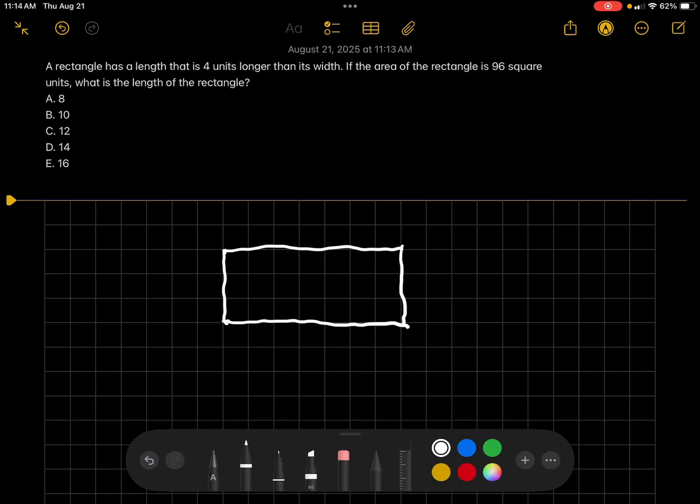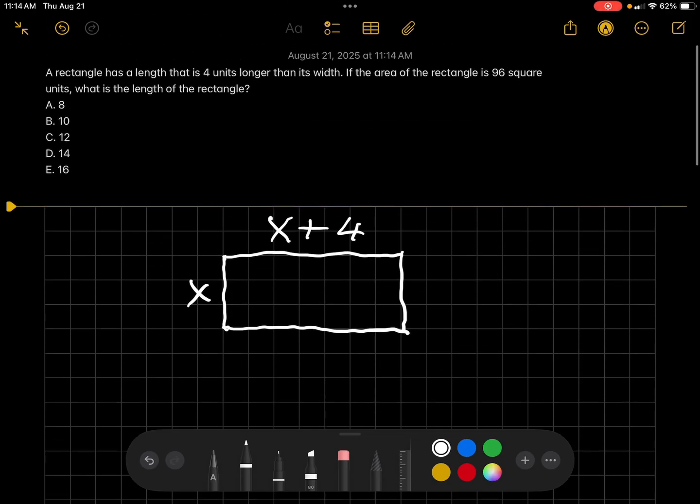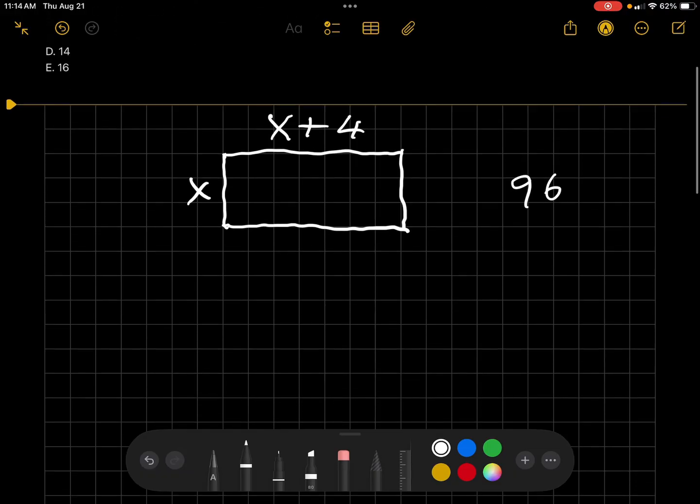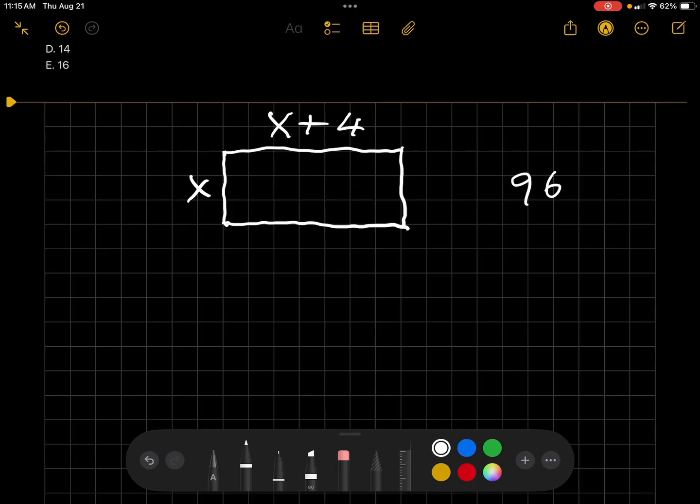So we don't know the width, but we know that the length is 4 units longer than the width. So if the width is x units, the length is x plus 4 units. And they said that the area is 96. So let's put this into our area formula. Remember, length times width equals the area of a rectangle. So we're going to do the length times the width, and that's all equal to 96.